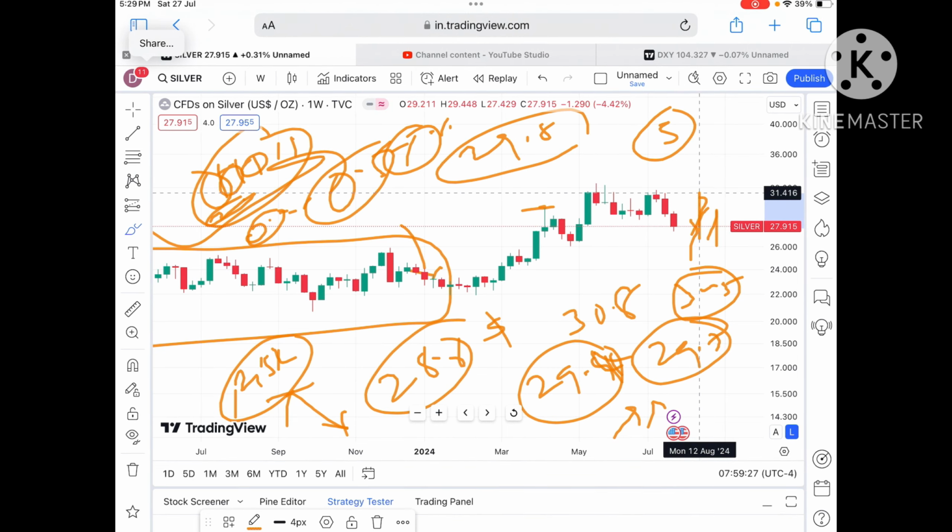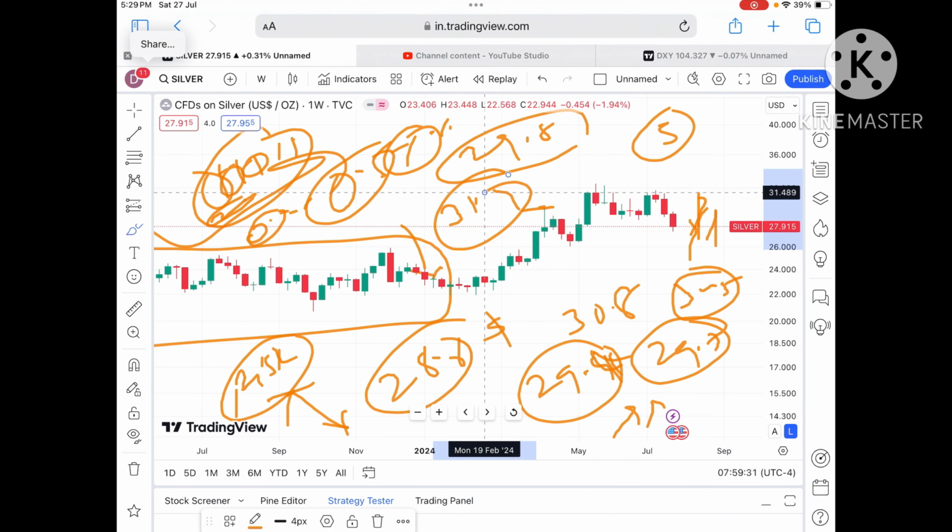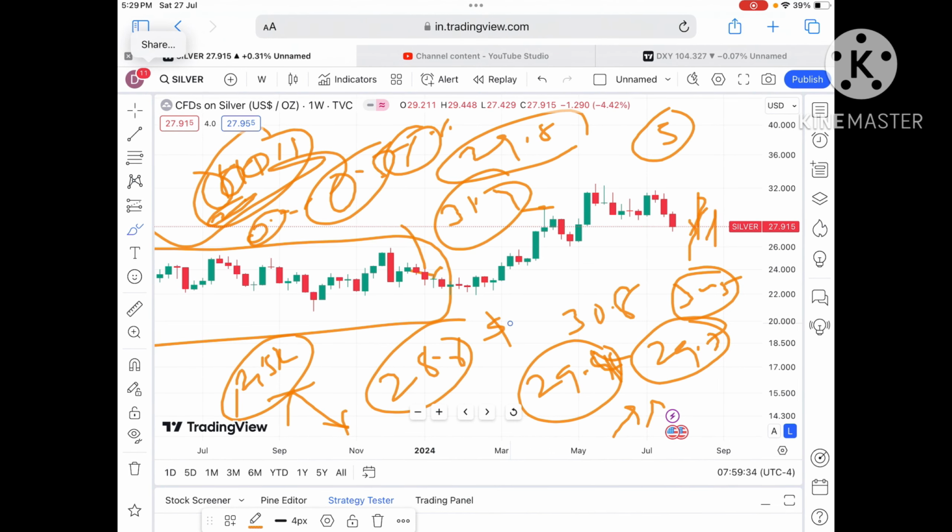Okay, so if the price sustains above a level of 30.9, a probability of crossing 31.4 we can see, and then further high. Okay, if the price starts crossing above 31, I'll make another video explaining where it will go.